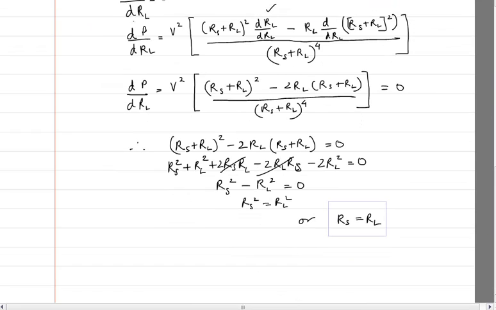The last statement that I will write, let me write it using a different color. So for maximum power transfer to take place, RS should be equal to RL, or the source resistance should be equal to the load resistance. So this is the proof.